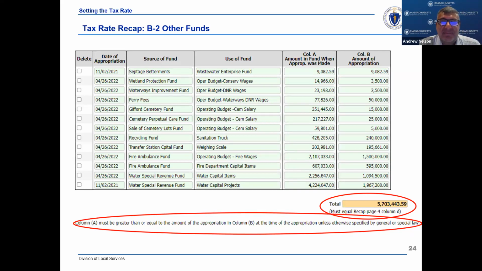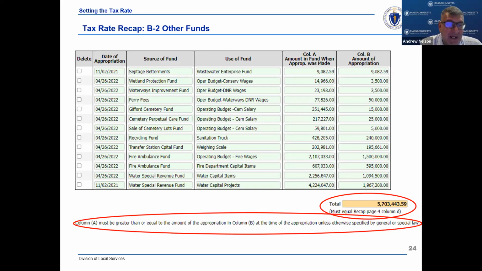You need to have the money on hand when you vote it. You have to have as much as you're voting on all of these items. So column A, we're asking, how much money did you have when the appropriation was made? Column B is the amount you appropriated. Column A should be higher than column B or equal to it at minimum.